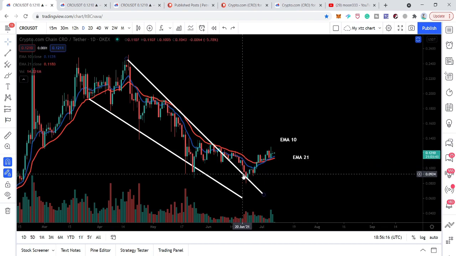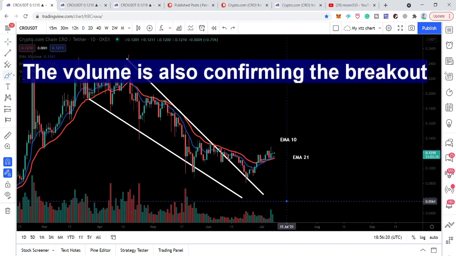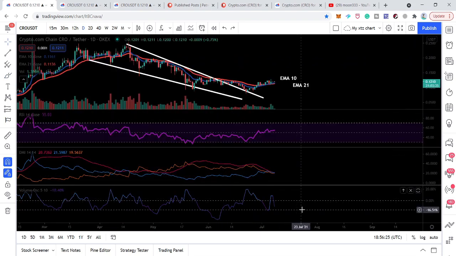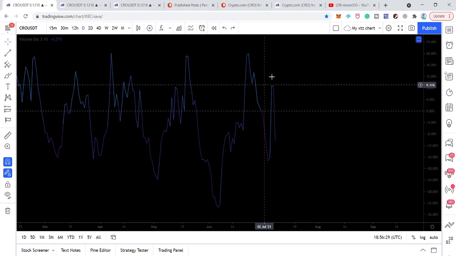After this breakout, we can see that we have sufficient volume here. To watch the power of buying volume, I have also placed the volume oscillator indicator here that tells us the power of buying or selling volume.